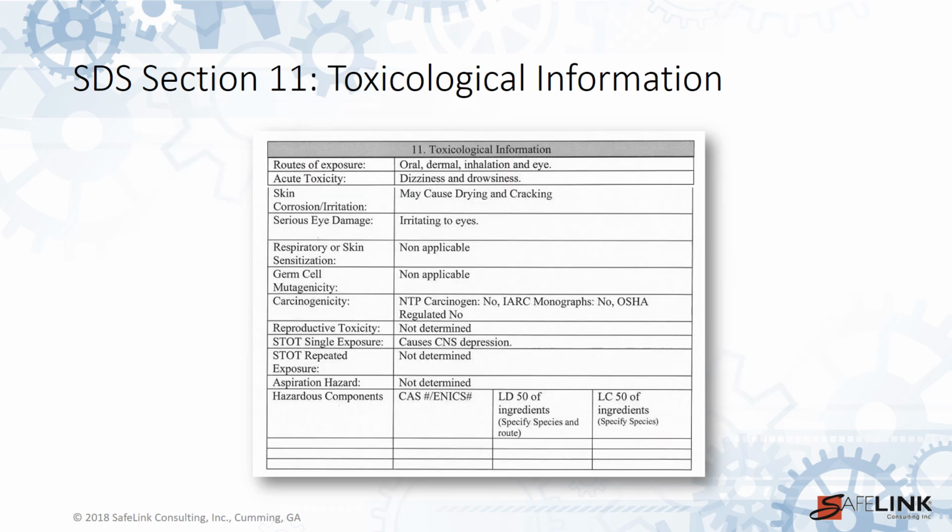Section 11 describes the various toxicological or health effects and the available data used to identify those effects, including information on the likely routes of exposure, which can be inhalation, ingestion, skin and eye contact, symptoms related to the physical, chemical, and toxicological characteristics, delayed and immediate effects, and also chronic effects from short and long-term exposure. Whether the hazardous chemical is listed in the National Toxicology Program Report on carcinogens or has been found to be a potential carcinogen in the International Agency for Research on Cancer monographs, or by OSHA.